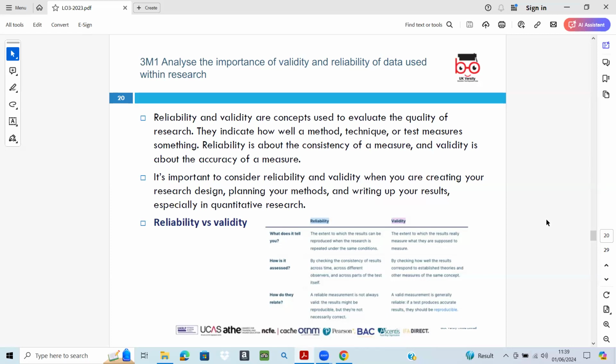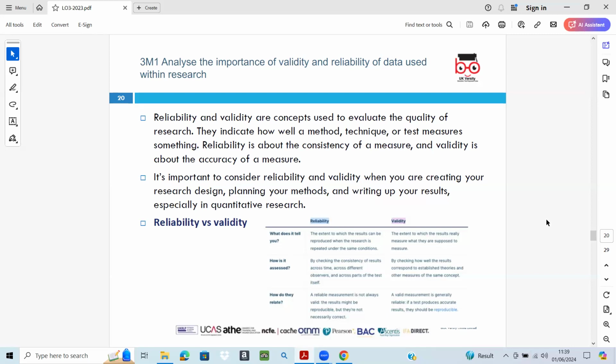Then we have validity. So validity, on the other hand, focuses on the accuracy and truthfulness of a measure. It asks whether the measure is actually capturing what it intends to measure. A valid measure accurately reflects the concept or construct being studied. So we have the importance of reliability and validity.